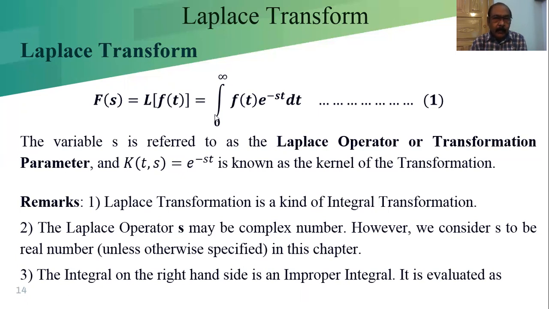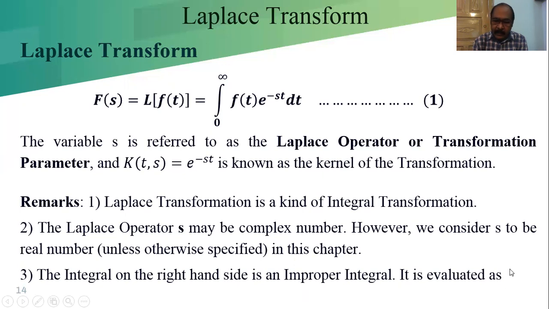The integral on the right hand side is an improper integral. Why is it an improper integral? The lower limit is 0 and the upper limit is infinity. That's why it is an improper integral: 0 to infinity f(t) e to the power minus st dt.